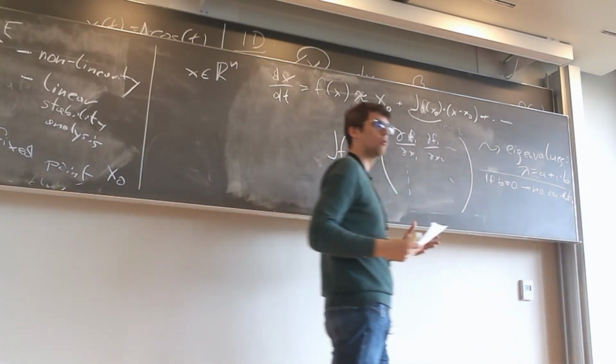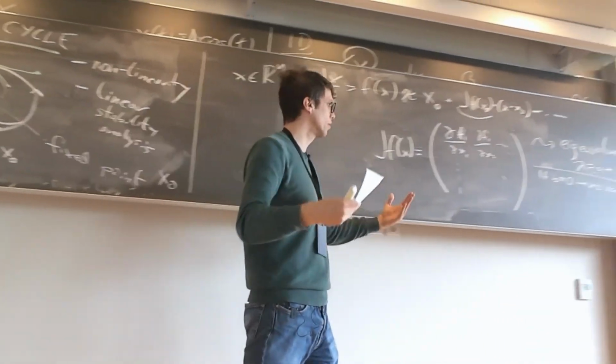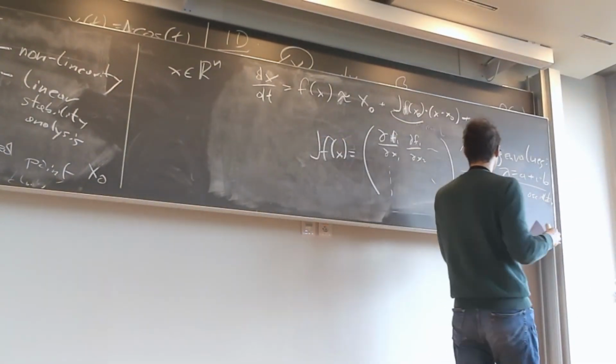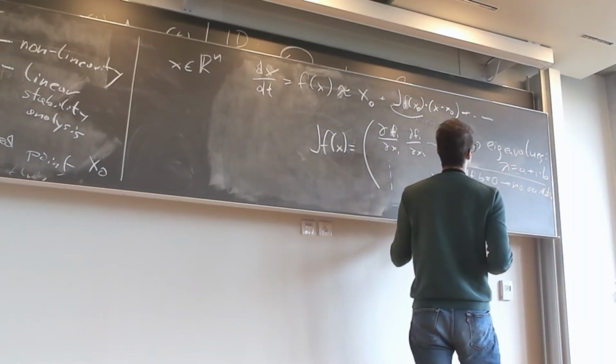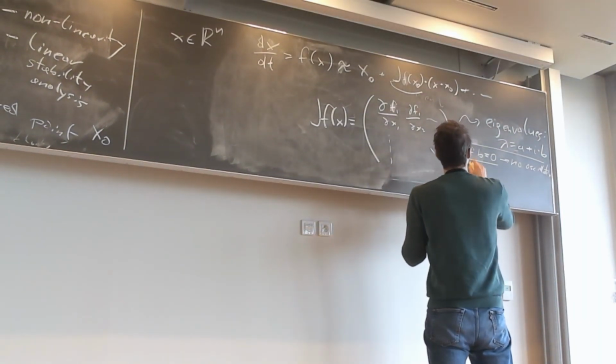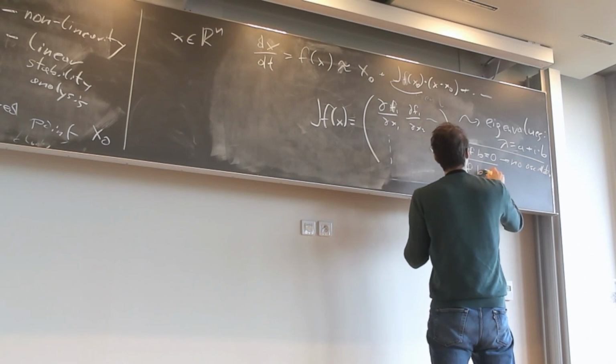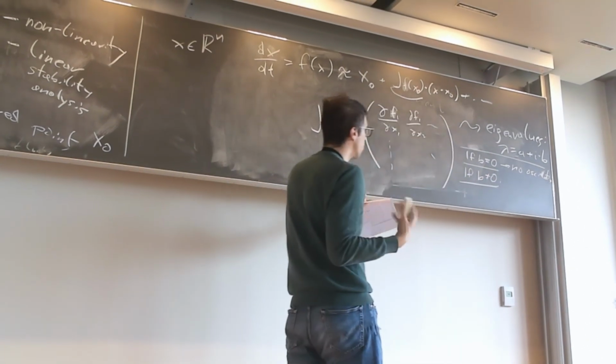What will happen there is you only converge towards the fixed point, linearly even, and that's it. Now, if you have a non-zero imaginary part, you do have a few possibilities.